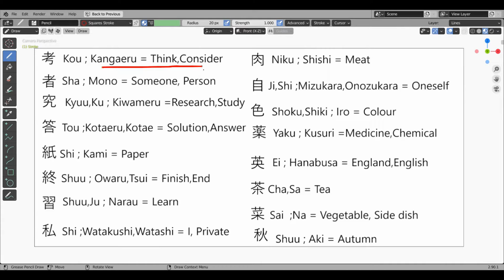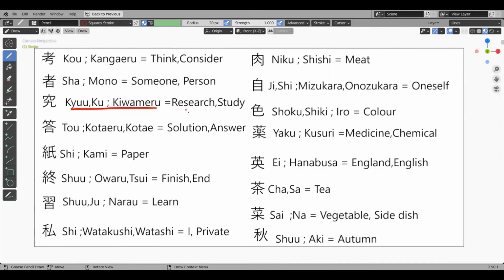First kanji is kangaeru, think kanji. This has the arrow radical at the bottom. This kanji means think. Onyomi ko. Sha or mono kanji. This has the sun radical at the bottom. Thus, this kanji stresses on the human being. Meaning is someone or person. Onyomi is sha. Kunyomi is mono.